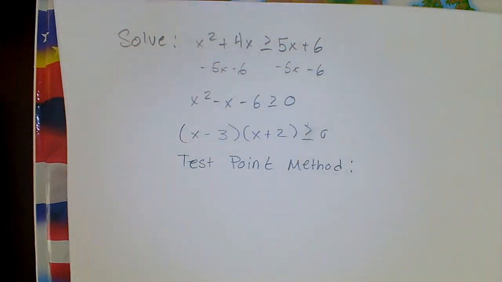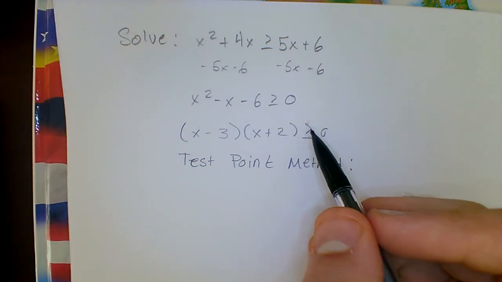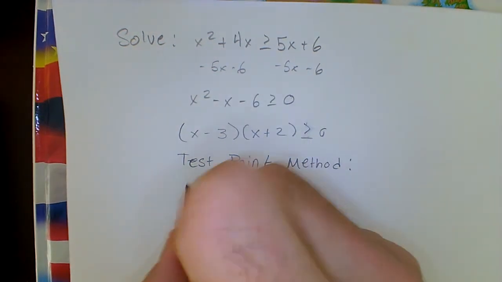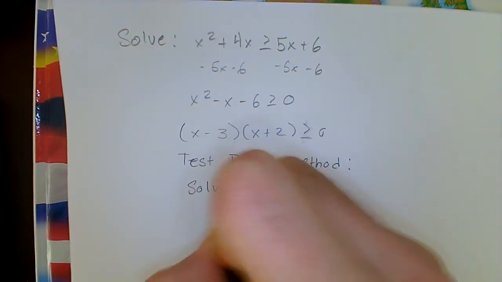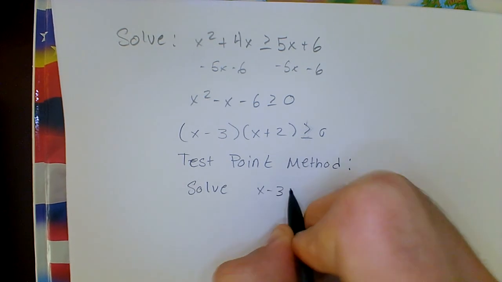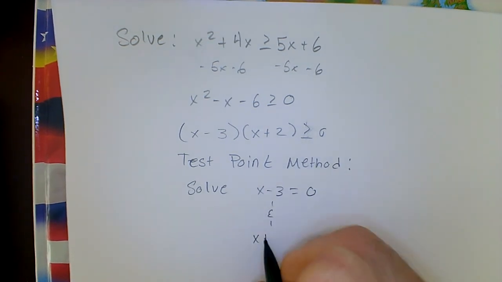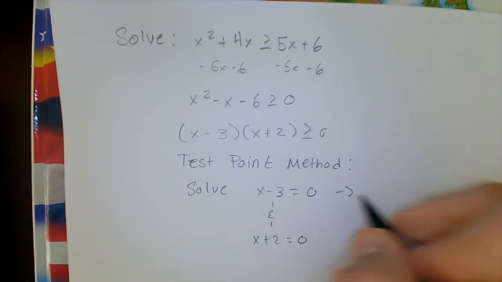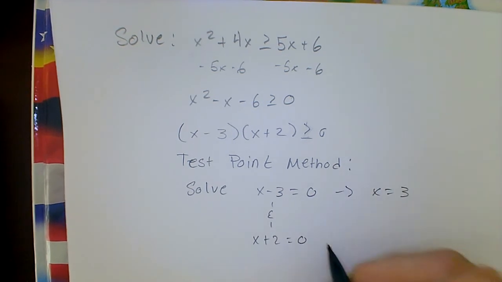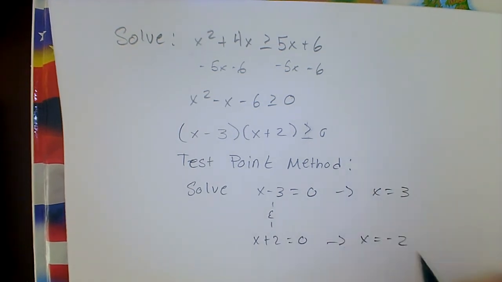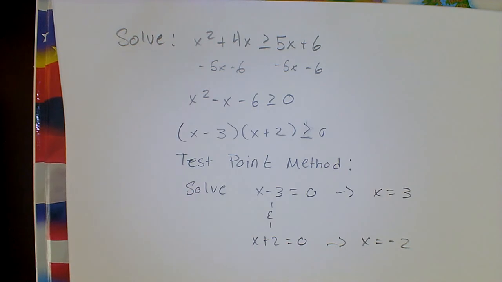Okay, so you basically treat this as an equality for a second. So solve x minus 3 is equal to 0 and x plus 2 is equal to 0. So this one's going to be x is equal to 3, and this one's going to be x is equal to -2.